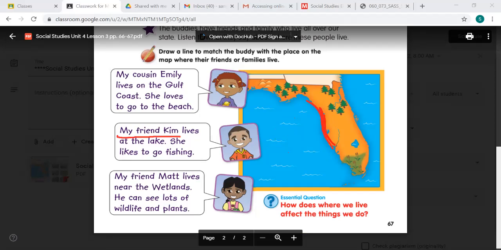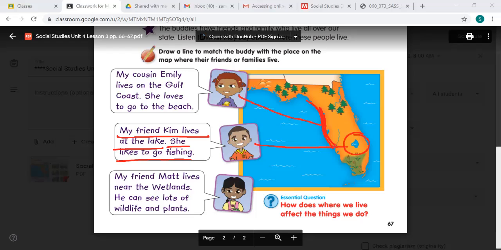All right, let's read where the next buddy has some family or friends. My friend Kim lives at the lake. She likes to go fishing. All right, you can look on page 66 and see if you can find the lake, or maybe you remember what the lake is. Let's circle it, or let's draw a line. So our first buddy said she has a cousin that lives on the Gulf Coast. Our second buddy says he has a friend who lives at the lake. Here's the lake. So we're going to draw a line to the lake.